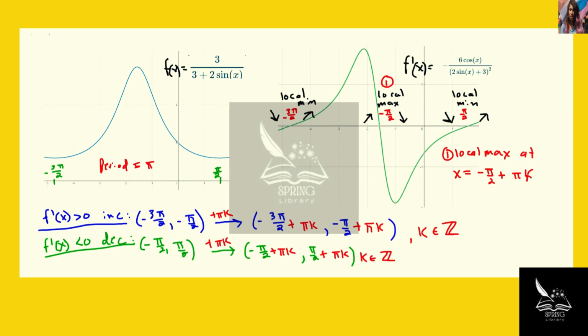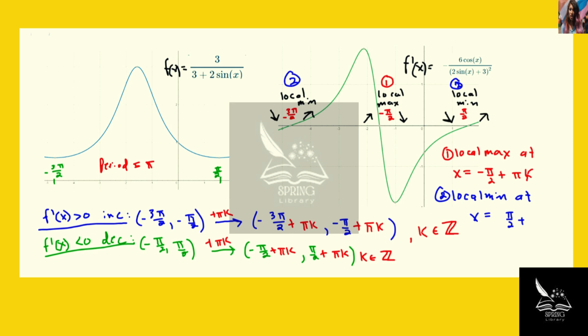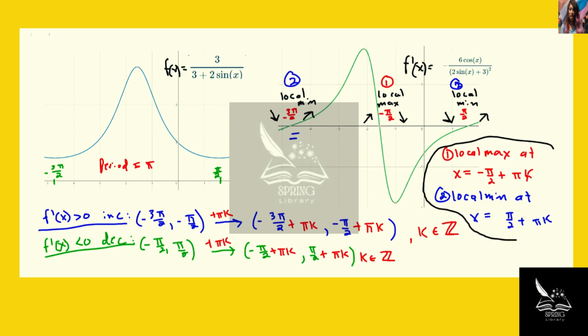And our local mins occur at x equals, and I'm just going to use the right endpoint here, pi half, not negative, plus pi k. And if I were to do k equals negative 1, I would get our other point here. All right, so we know where the function is increasing and decreasing for all these intervals, and we know where all the local maxes and local mins will occur.